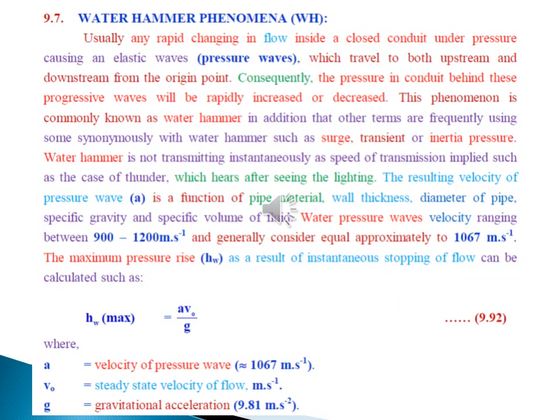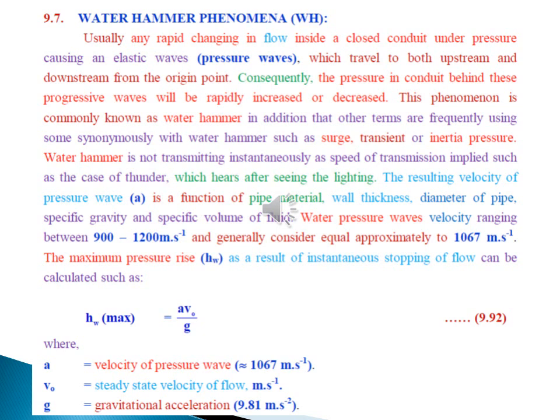Look, my dear, usually any rapid change in flow inside a closed conduit under pressure causes an elastic wave, a pressure wave, which travels both upstream and downstream from the origin point. Consequently, the pressure in the conduit behind this progressive wave would be rapidly increased or decreased. This phenomenon is commonly known as water hammer.